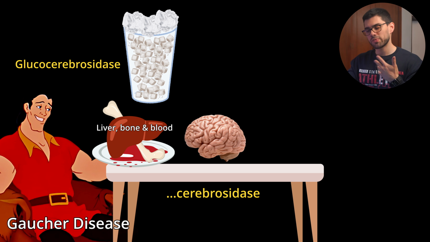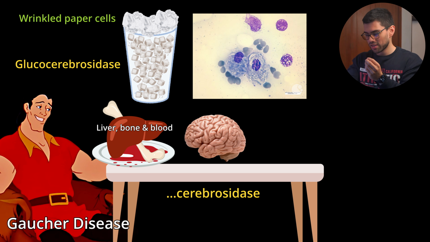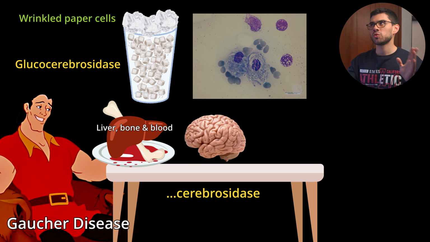Well, the wrinkled paper is there to help us remember that the lysosomes in Gaucher disease are described as having a wrinkled paper appearance. So wrinkled paper in the glass, wrinkled paper in the biopsy, okay? Now, let's go to the other side.